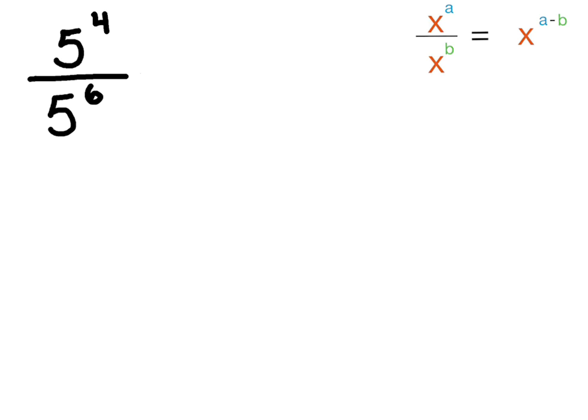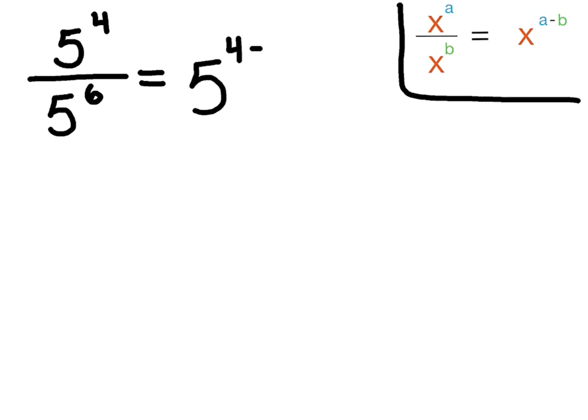I've got 5 to the 4th over 5 to the 6th. You might recognize this from my last video, but it was 5 to the 6th over 5 to the 4th, so I've now reversed this. So we're going to use that same rule that we learned in the last video, and let's see what happens. According to my quotient of power rule, I should be subtracting 4 minus 6, which would then simplify this to 5 to the negative 2.